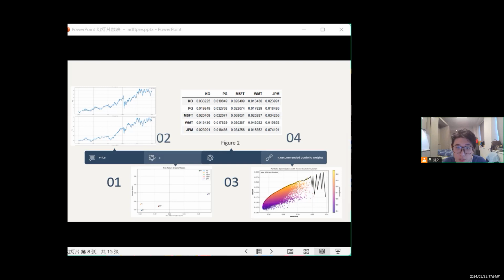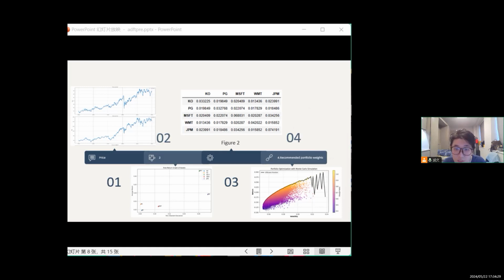And then I analyzed the correlation matrix, which is plotted in the third picture. The correlation matrix shows the correlation between the selected assets, which is important for constructing a better portfolio by spreading risk. The return is as shown in the third picture.